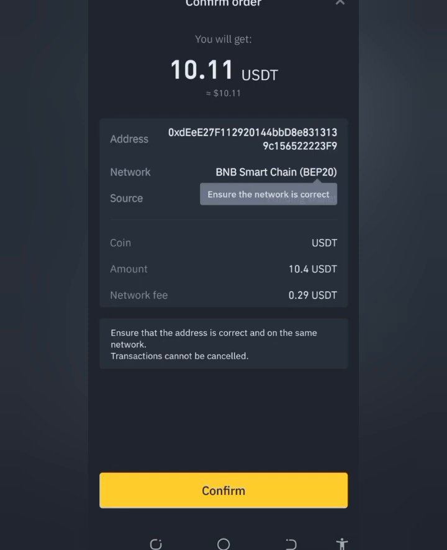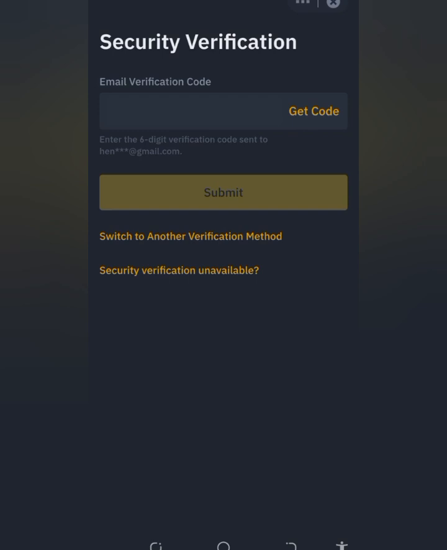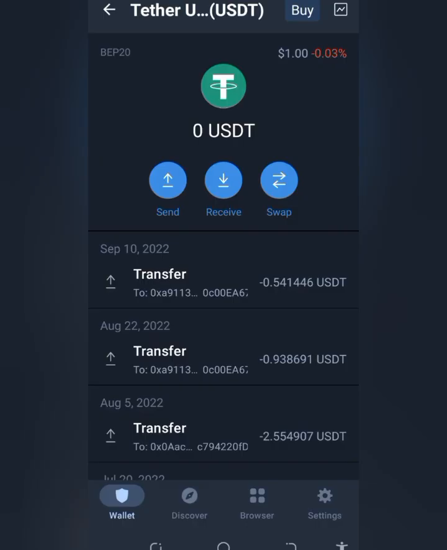It wants us to make sure everything is correct. Let's see, and then I'm just going to confirm. Okay, I think it's trying to arrange. All right, let me do all my verifications and I'll be back. All right, it's on its way. Let's go and check in Trust Wallet. Let's see how long this takes. I don't know, let's just refresh and see how long it takes.